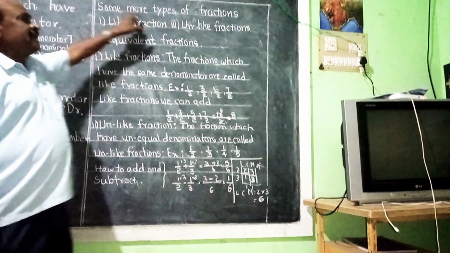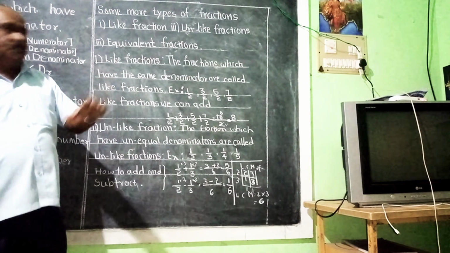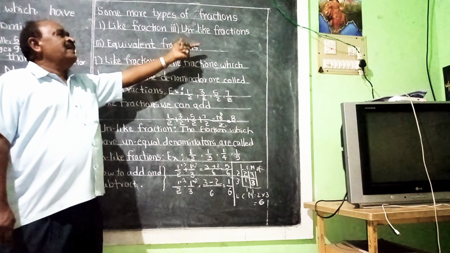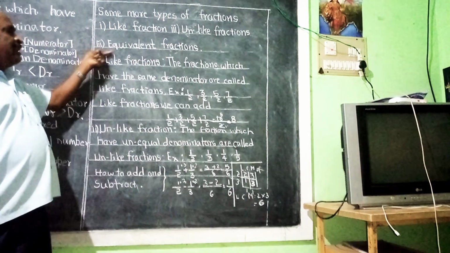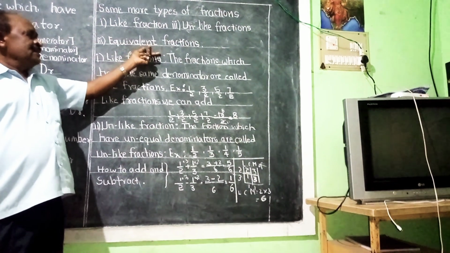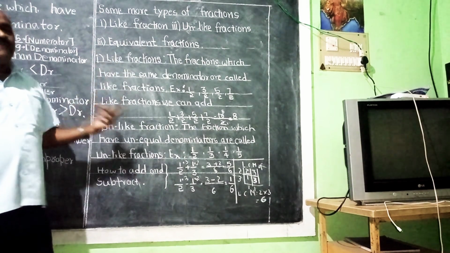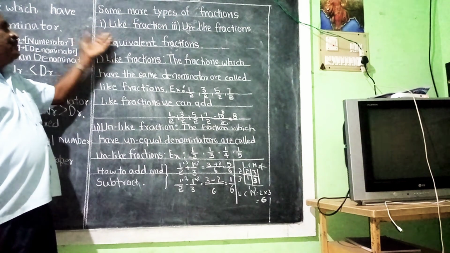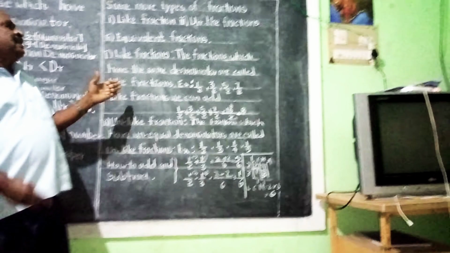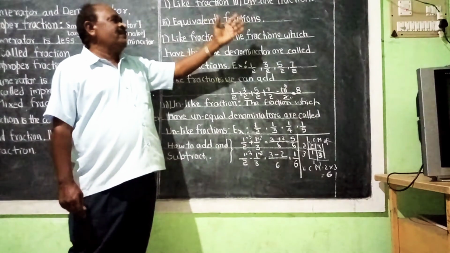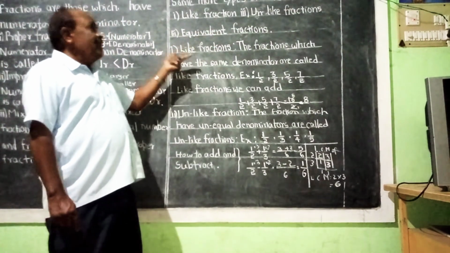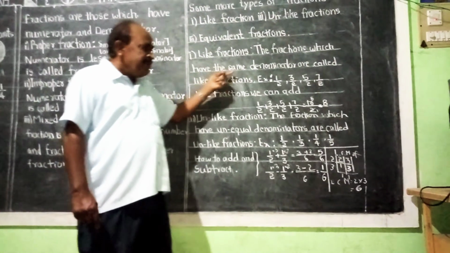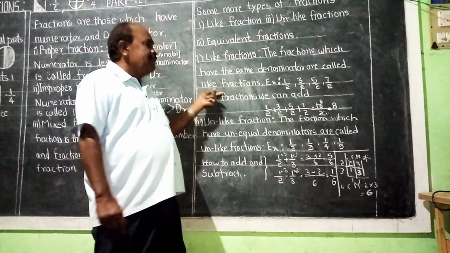Now there are some more types of fractions. One is like fractions, the second is unlike fractions, and the third is equivalent fractions. Among the 6 different types of fraction, 3 are the main: proper, improper and mixed. The next types are like fractions, unlike fractions and equivalent fractions. What do you mean by like fractions? The fractions which have the same denominator are called like fractions.